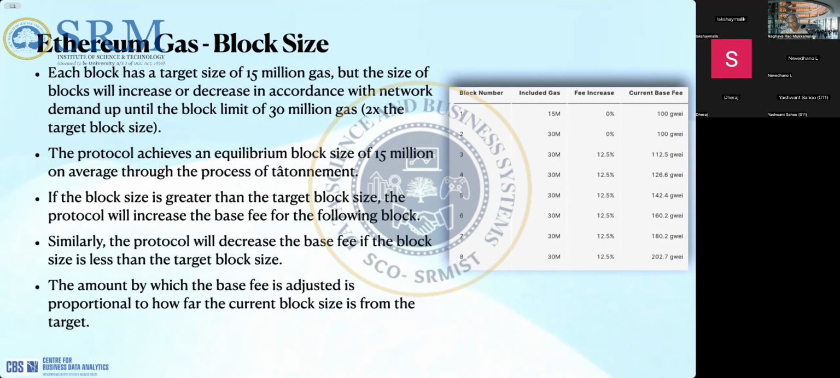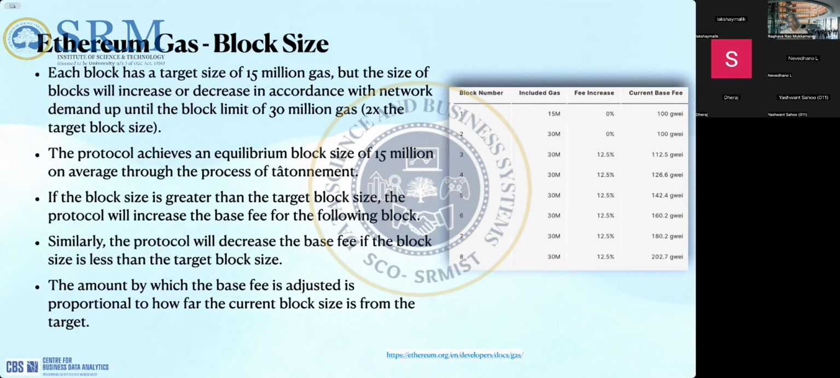But on the other hand, let's say that we are at 30 million and then the network load has dropped, and then you can decrease the base fee. So it's not only increasing, you can also decrease the base fee. Whenever it goes below the 15, the fee will be slashed down. This is a mechanism used to maintain the fee structure, or you can say to maintain the demand in the network, which is very much similar to the hash difficulty mechanism in Bitcoin.